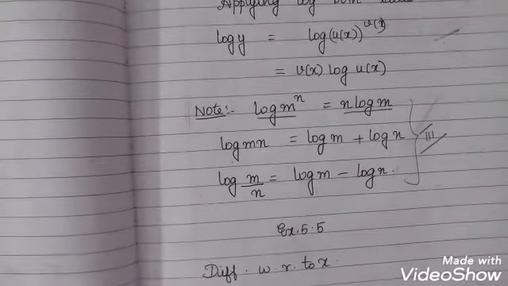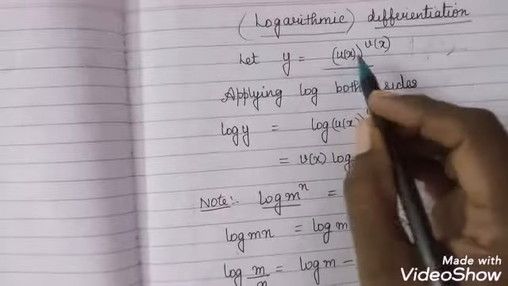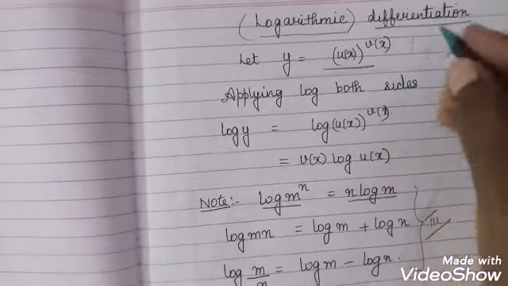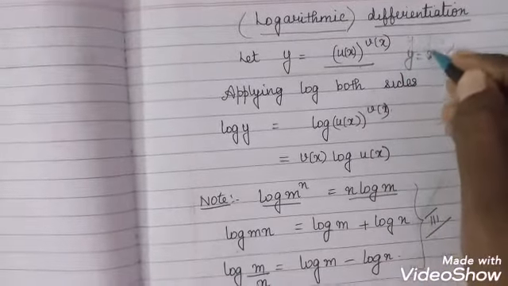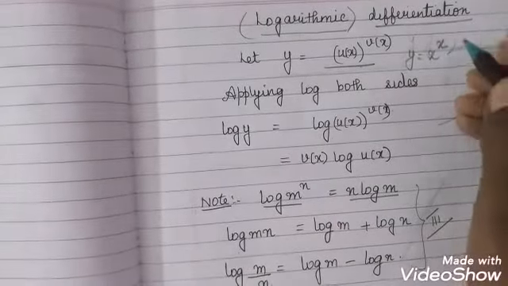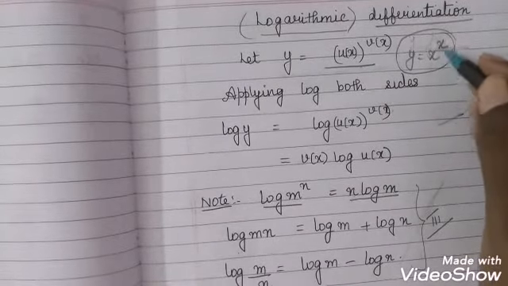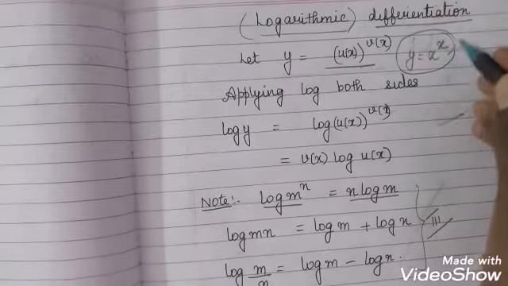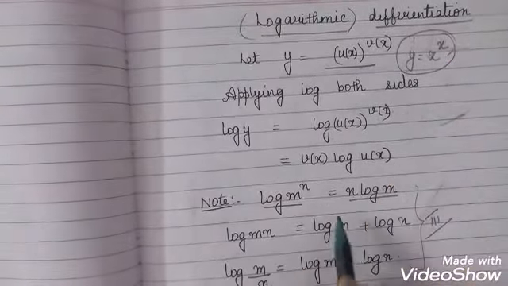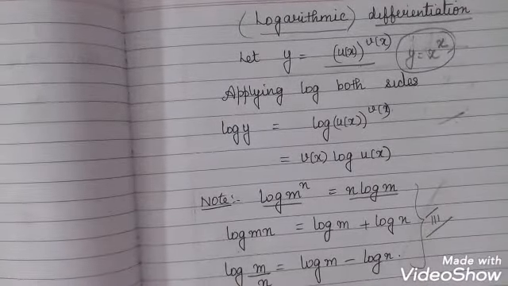Now coming to our logarithmic differentiation topic. Why do we use logarithmic differentiation? Suppose you have a function y equal to u of x the whole power v of x, that is, y equal to x power x. How will you differentiate it? You know the differentiation of x power n, but you do not know the differentiation of x power x. So I'll apply log both sides, and then by using any one of these three rules I'll simplify it and differentiate it with respect to x.